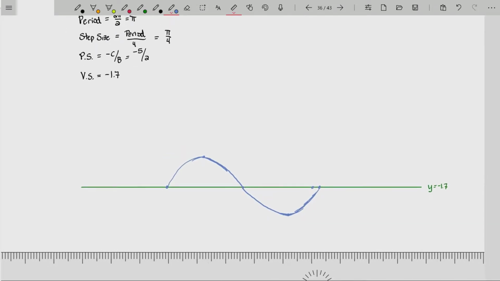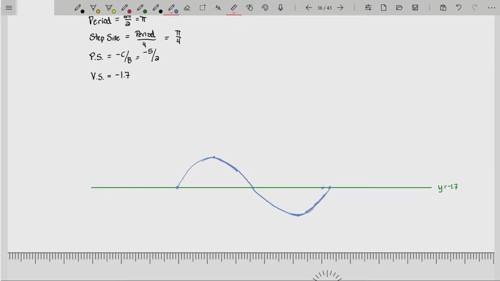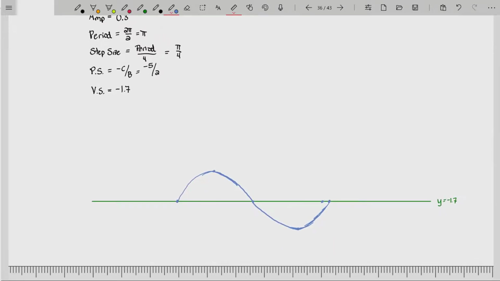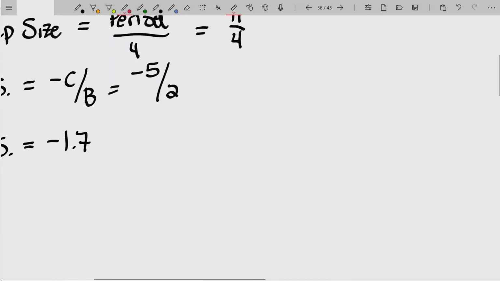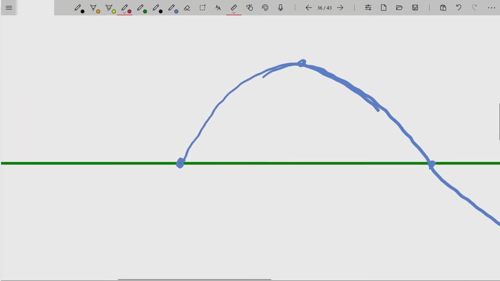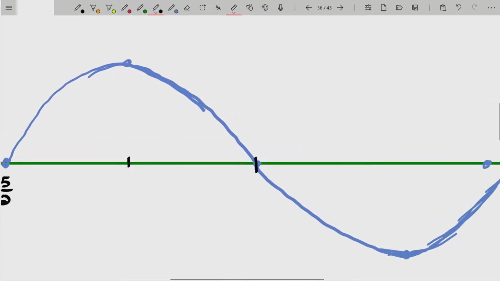All right, let's now start at the vertical shift. We already did that, so that's done. I'll just check that off. Check. Now we're going to label the phase shift. That's our initial point, -5/2. I'm going to label this -5/2. Now remember, I go by steps to get to these key points.